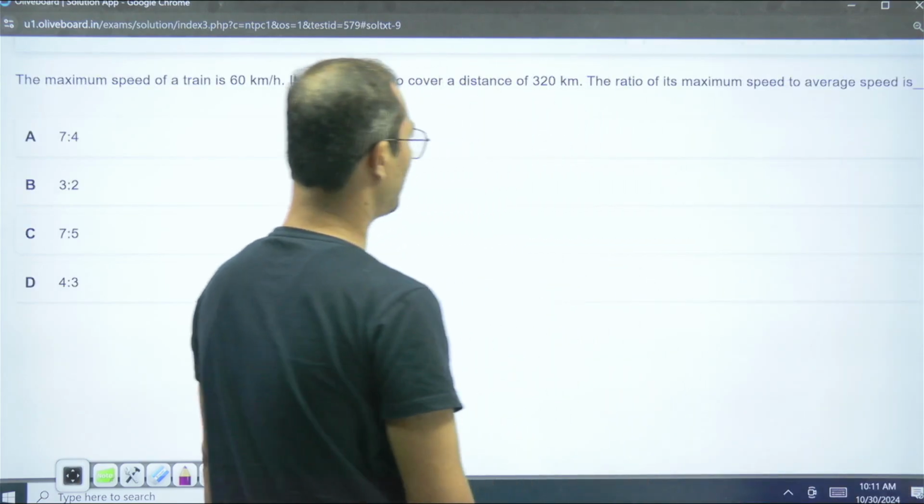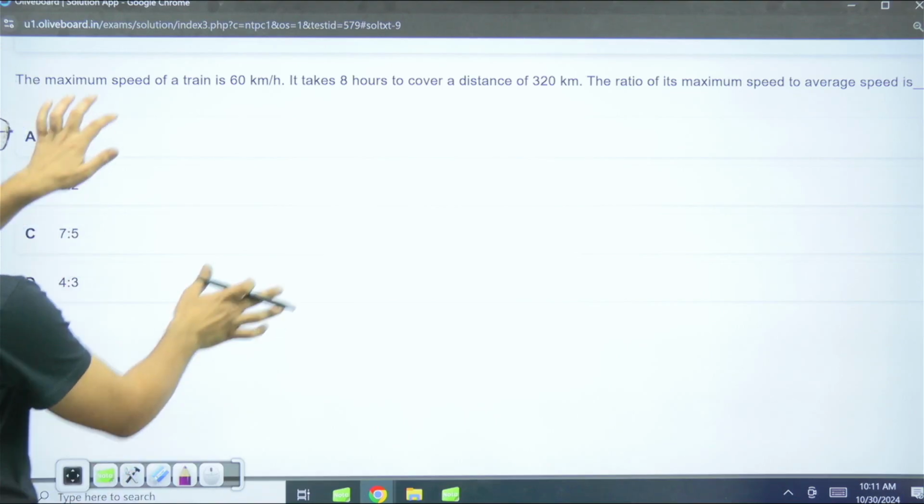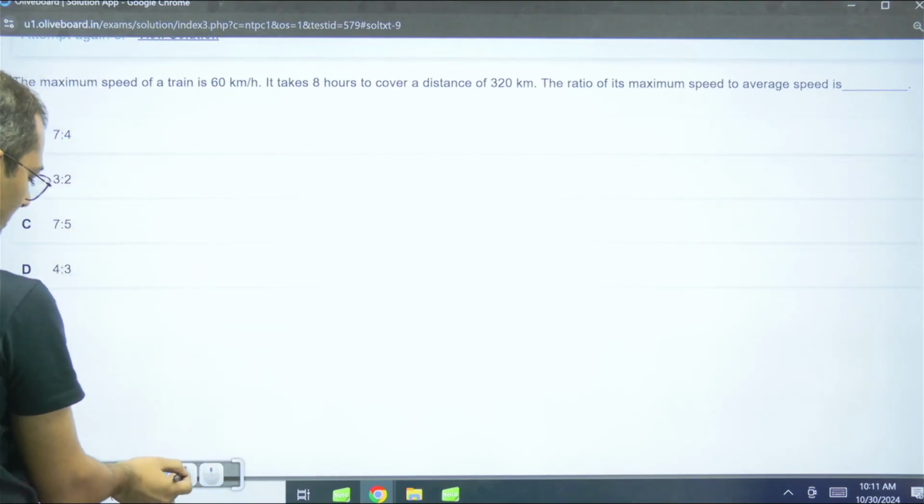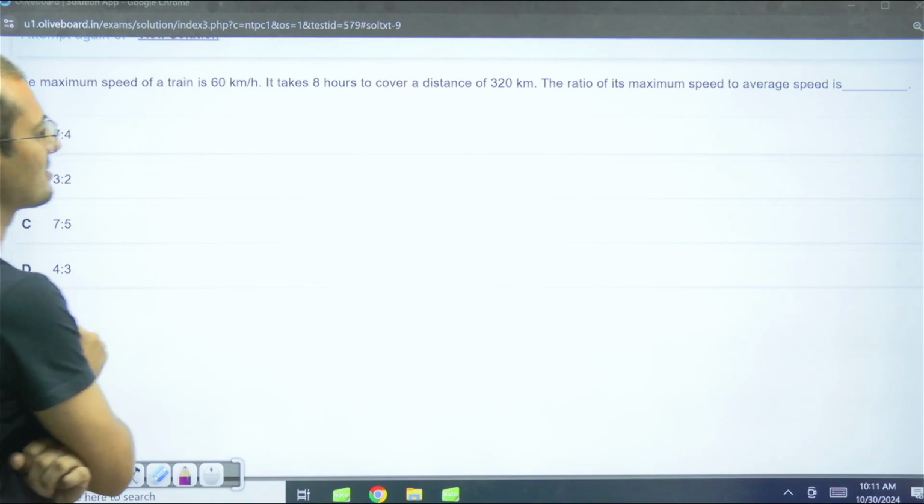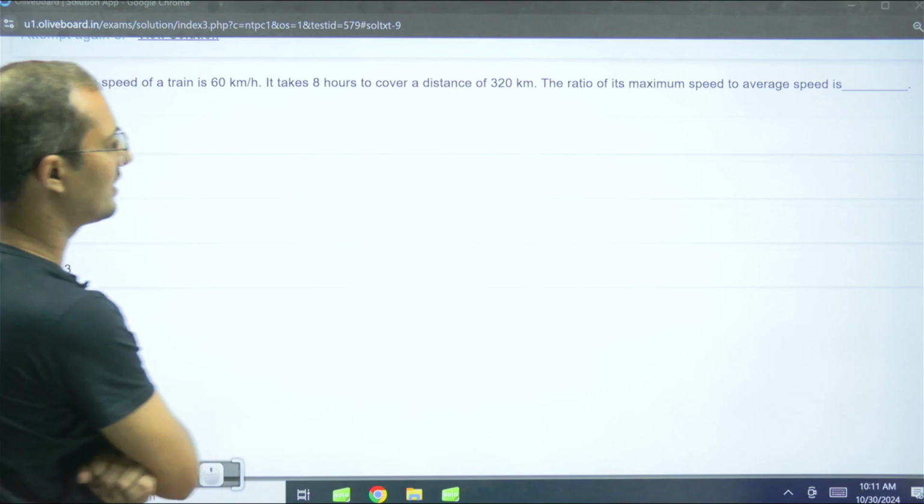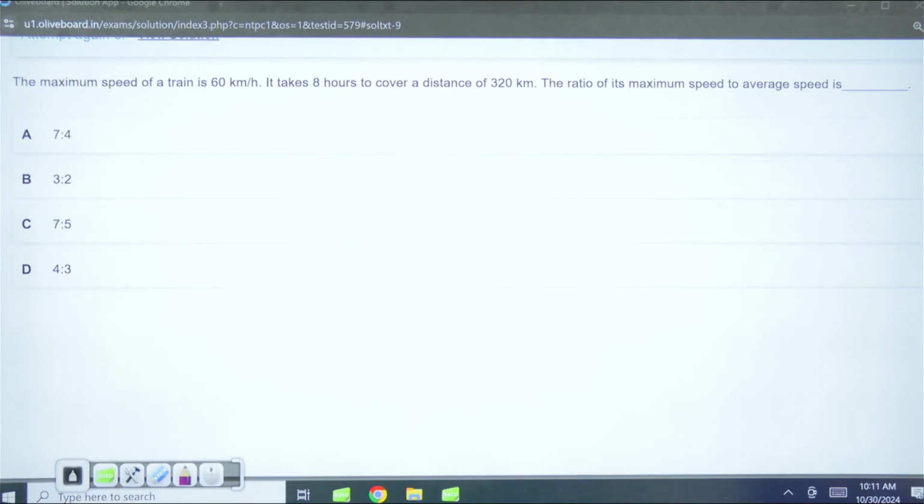Now tell me what is the answer for this question. The question is saying the maximum speed of a train is 60 km per hour. It takes 8 hours to cover a distance of 320 km. Find the ratio of its maximum speed to average speed.